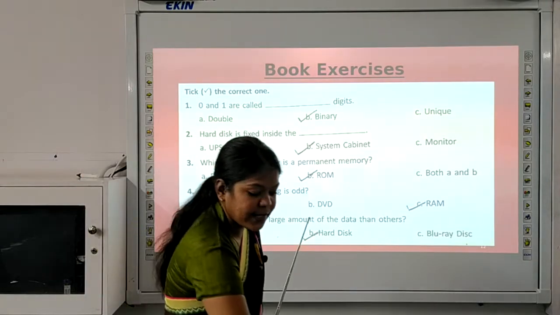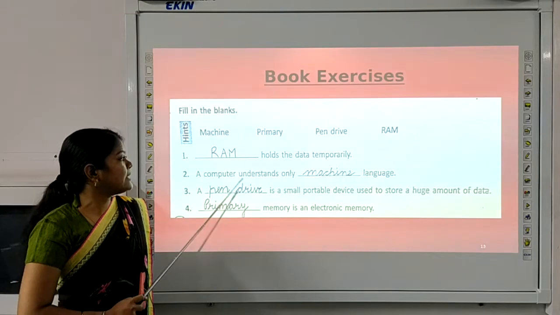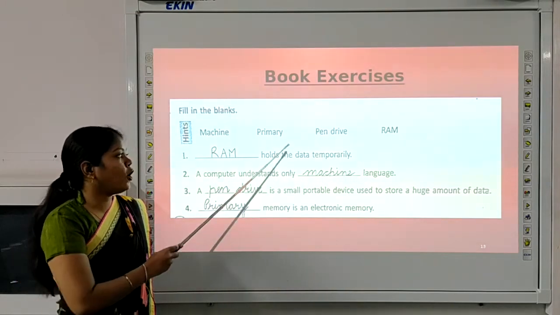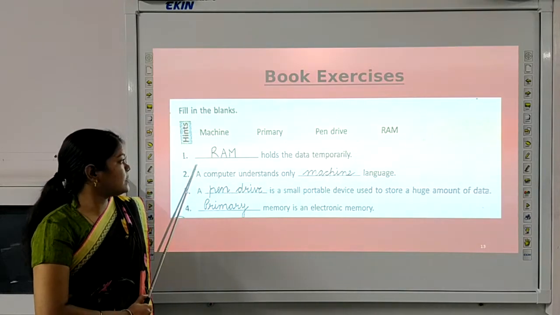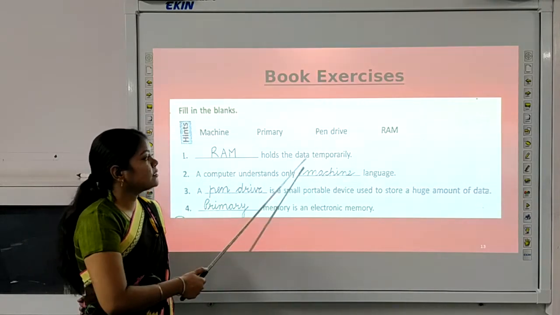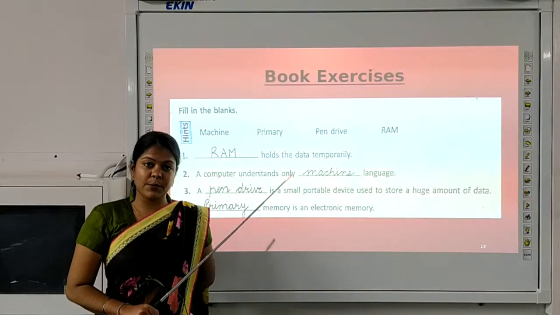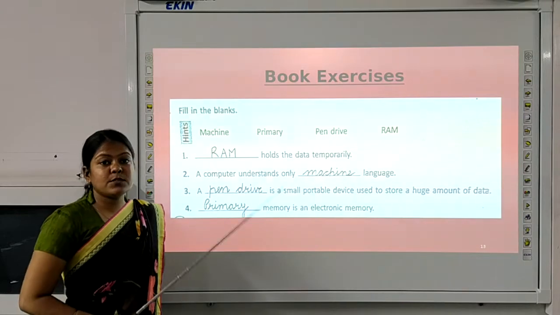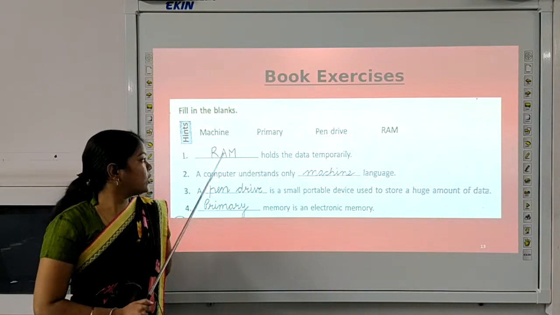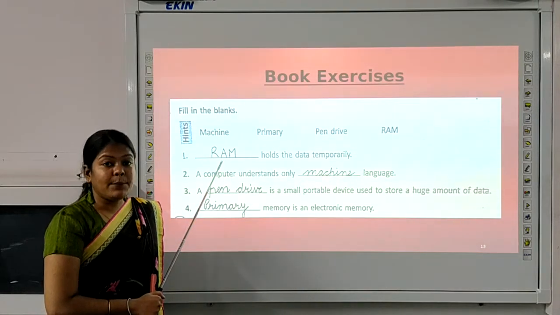Students, our next exercise is fill in the blanks. So you have to fill these blanks from the given options. Our first fill up is: dash holds the data temporarily. Students, we have two types of primary memory, RAM and ROM. RAM holds the data temporarily, whereas ROM holds the data permanently. So your correct answer here is RAM. You have to write RAM in capital letters.